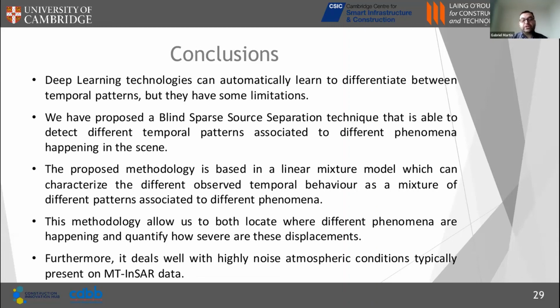This methodology allows us not only to locate where the different phenomena are happening, but also to quantify how severe these displacements are with these abundance maps that I showed you before. And furthermore, it deals really well with the highly noisy atmospheric conditions that are typically present in multitemporal InSAR data, which is one of the main problems when you try to analyze this type of data: you have a strong contribution from atmospheric conditions and the data is highly noisy. So it deals really well in this situation.